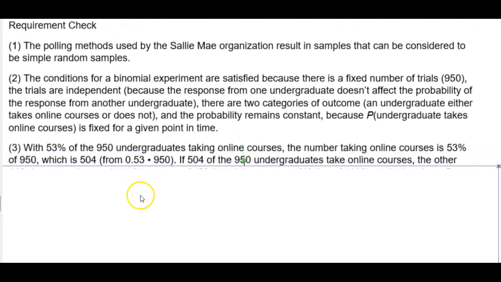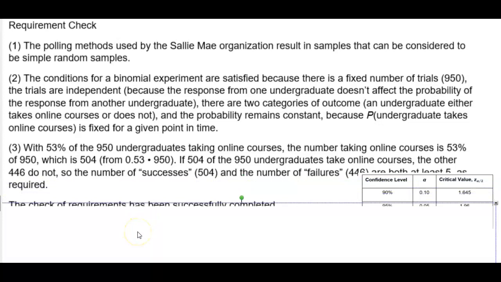So for number 3, we need to determine, is n times p greater than or equal to 5? Well, it says 53% of 950 undergraduates take online courses. The number taking online courses is 53% of 950, which is 504, because if we take the 950, which represents our sample size, and multiply that by 0.53, that equals 504, which is definitely greater than or equal to 5.